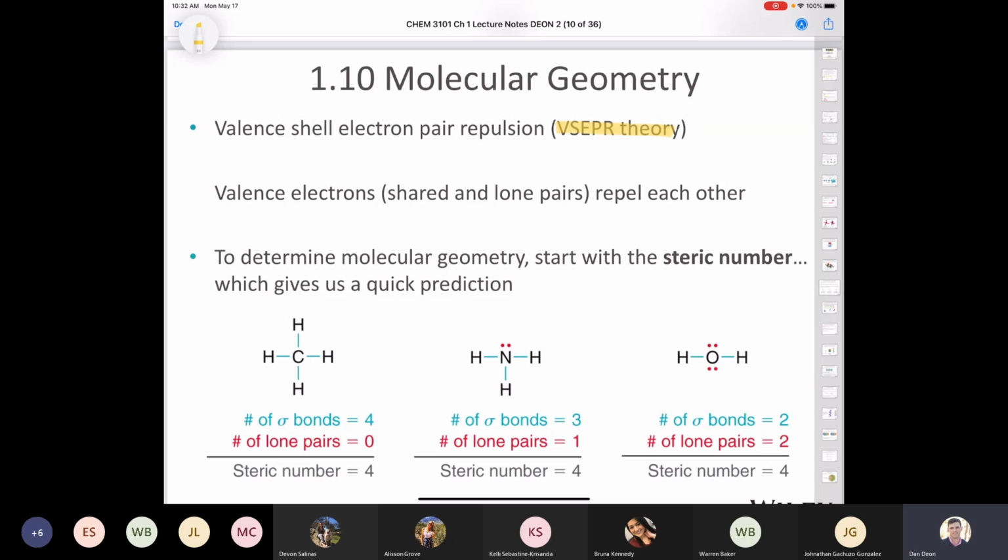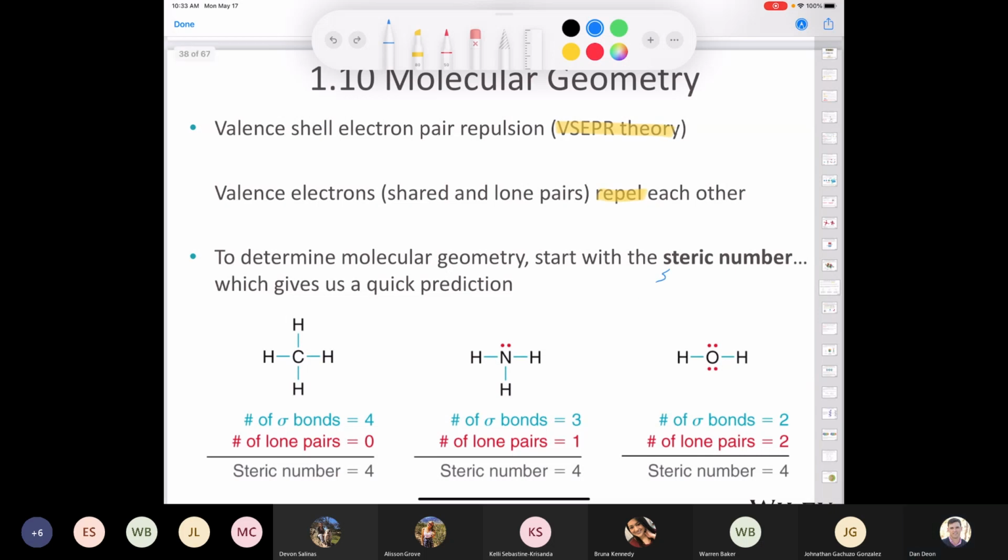So when we have pairs of electrons, whether they're in bonds or lone pairs, or if we have double bonds or triple bonds or unpaired electrons, they always want to get as far from each other as possible, right? They seek to repel each other. And so in order for us to determine molecular geometry, we have to start with a steric number. A steric number is related to the number of sigma bonds and the number of lone pairs. So we'll put here steric number, it's number of sigma bonds and number of lone pairs.